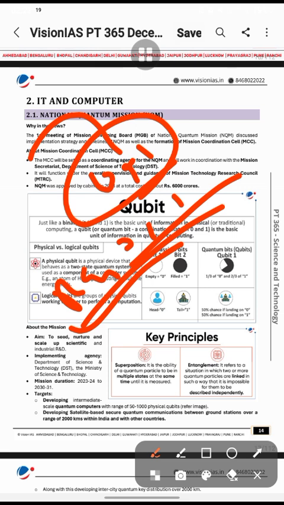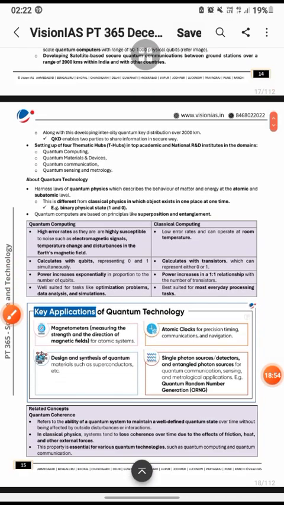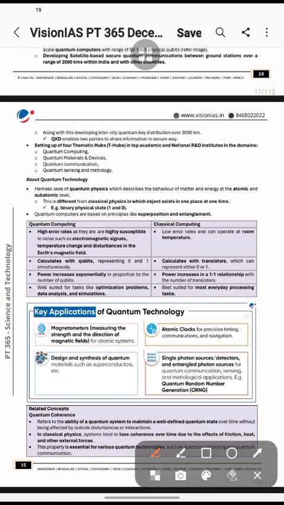Superposition and entanglement are linked: entanglement and superposition. Along with this, developing intercity quantum key distribution, quantum computing, quantum materials and devices, quantum communication and quantum sensing. It harnesses the laws of quantum physics, the behavior of atomic and subatomic particles, which differ from classical physics and the binary physics.